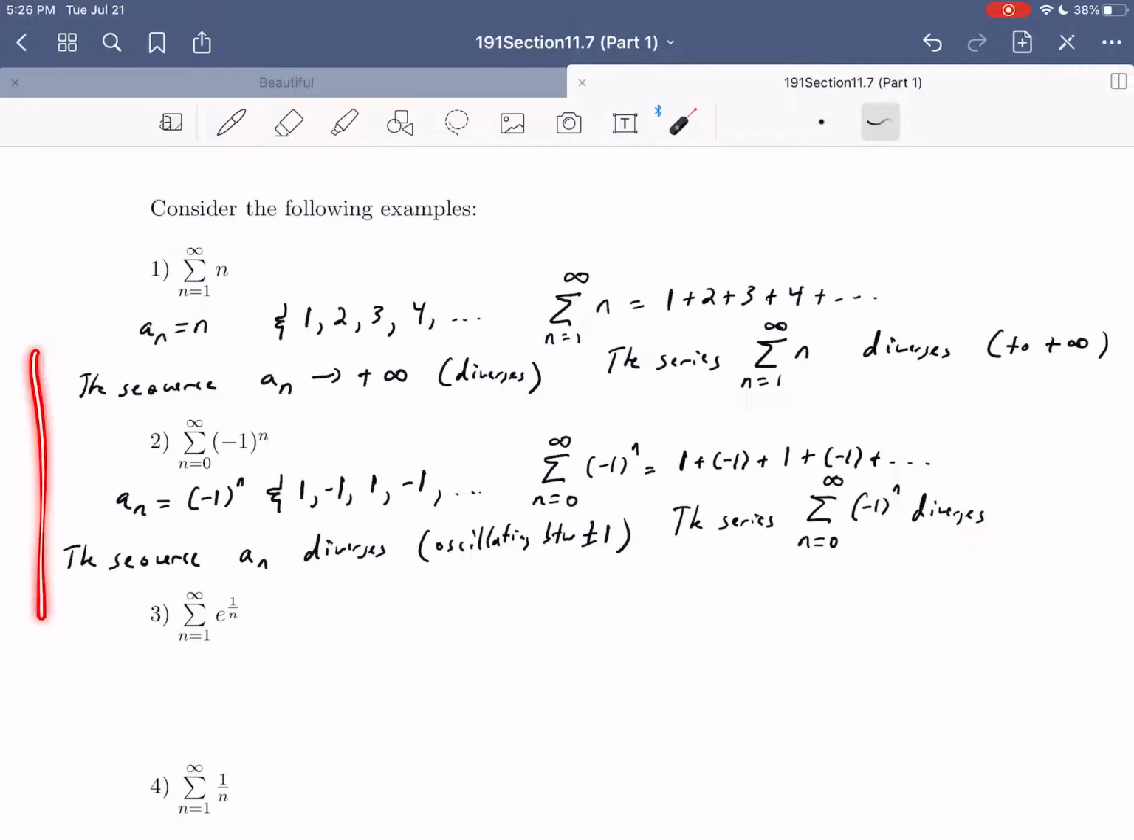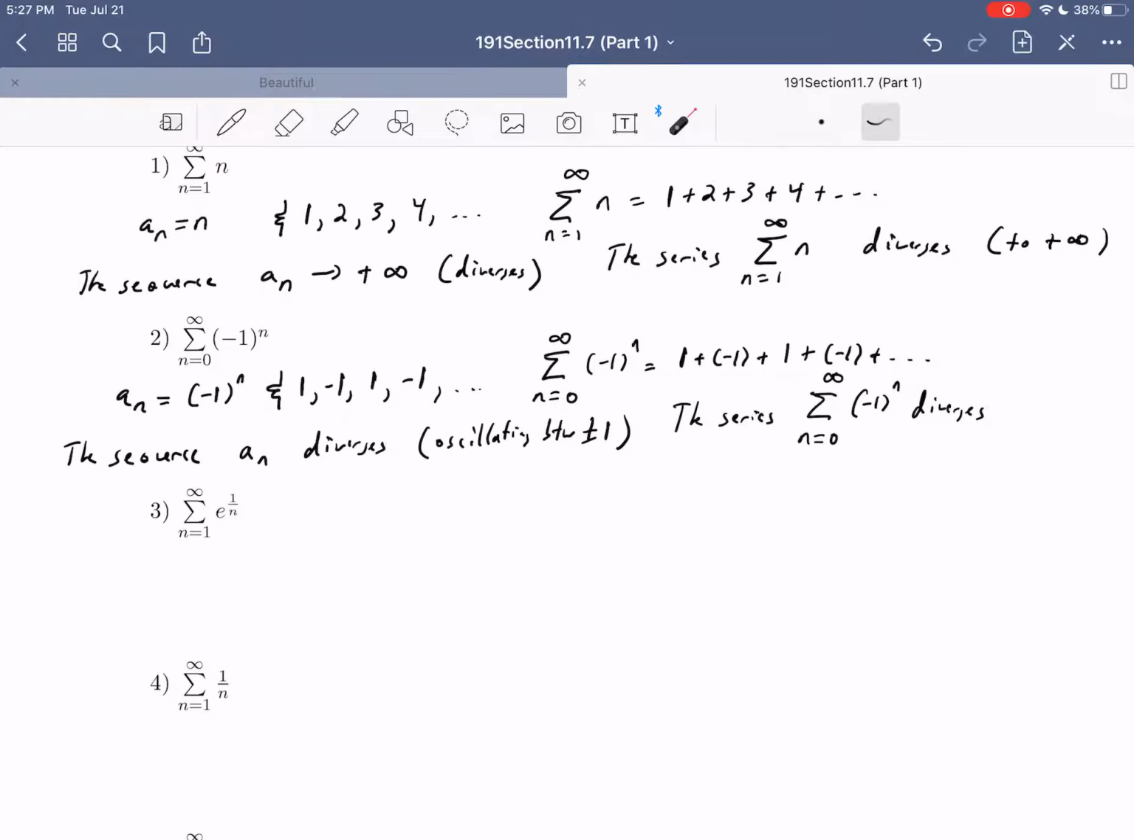So my first two examples are just there to remind you that if the sequence diverges, then the series must automatically diverge. It's also here to remind you that diverging can mean many different things. Here we saw something diverging to an infinite value. Here we saw something that was diverging because the limit simply does not exist, namely due to that oscillatory behavior. Okay, let's look at this third one. We have the sum from n equals 1 to infinity of e to the 1 over n.